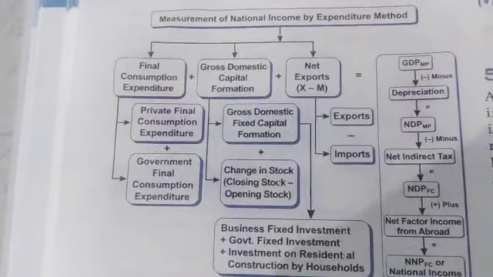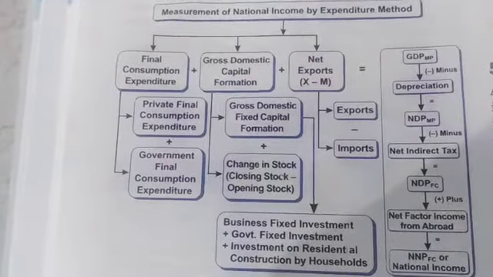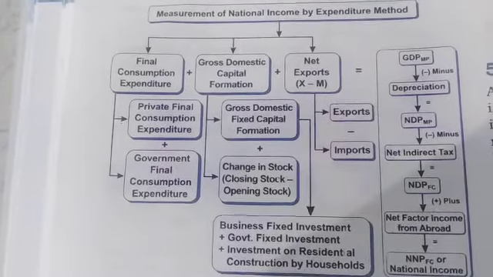The 4th step is calculating national income. NDP at FC plus NFIA is equal to NNP at FC. In this way, we will arrive at national income through the expenditure method. We may consider the following chart for the simplification of the expenditure method.